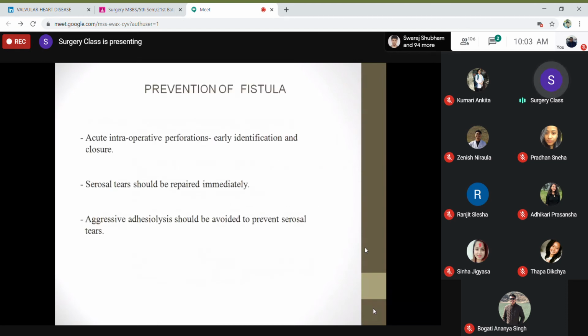Okay, so prevention of fistulas. With acute intraoperative perforation, whenever you operate on a patient, you have to identify it, because otherwise there is a chance of fistula formation or post-operative peritonitis. So serosal tears should be repaired.